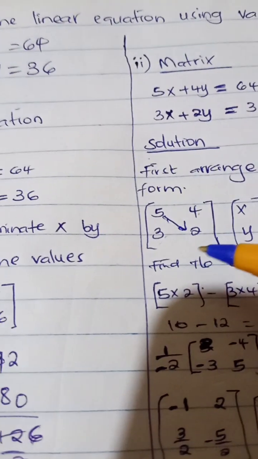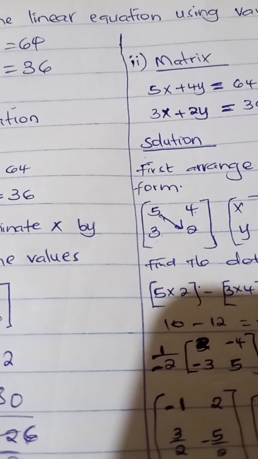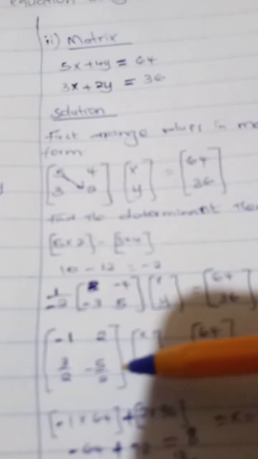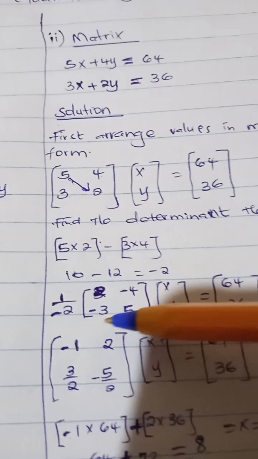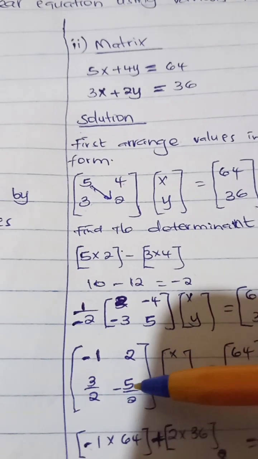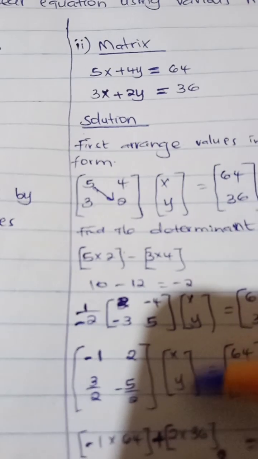From there, you have the x and the y here. Then you have 64 and that's 6. From here, you have to open the bracket. If you open the bracket, half times 2, you have -1, half by -4, you have 2, then half by -3, we have 3/2, half by 5, we have -5/2. Then we have x and y, 64 and that's 6.